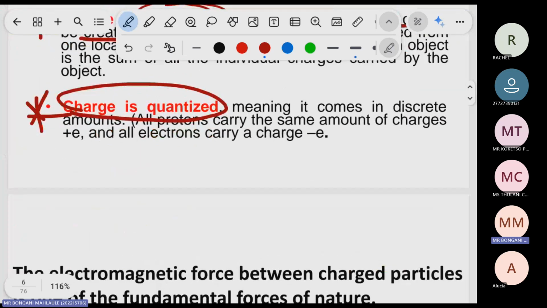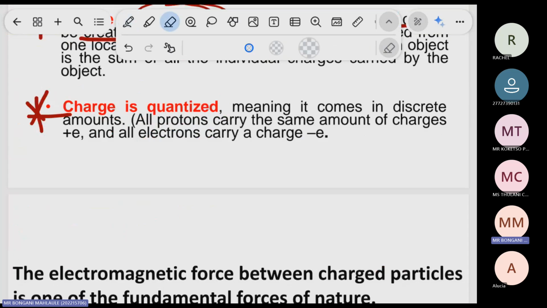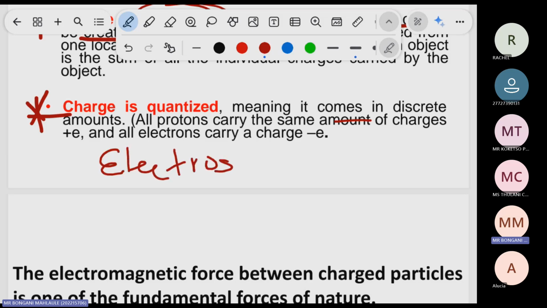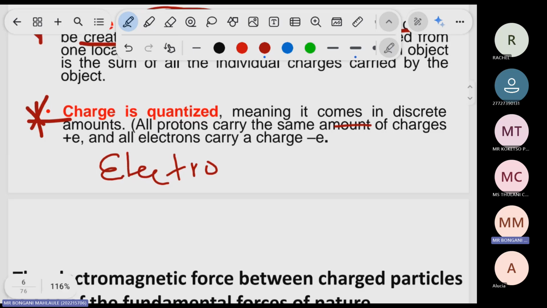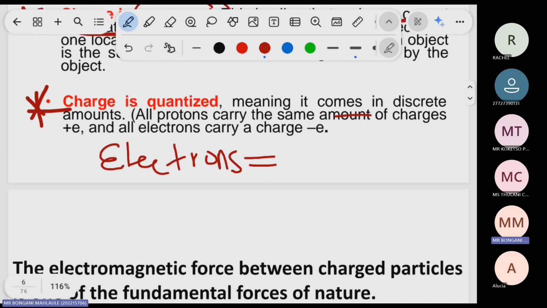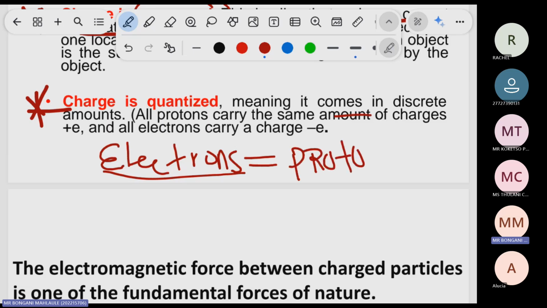And then charge is quantized. It means that it comes in a distinct amount. All protons carry the same amount as electrons. Here, the number of electrons will be equal to the number of protons. That's what they mean when they say a charge is quantized.